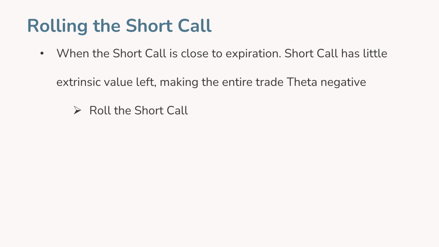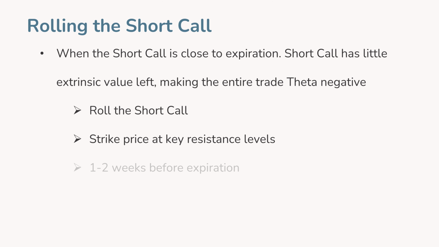So similar to the earlier part of the video on the short call, I typically roll the short call to a strike price that is at a key resistance level. That's because I'm hoping for the short call to expire out of the money again, and I can repeat the same steps rolling the short call. And I always roll the short call to the contract that is expiring 1 to 2 weeks out, because that's when the time decay actually happens the fastest.